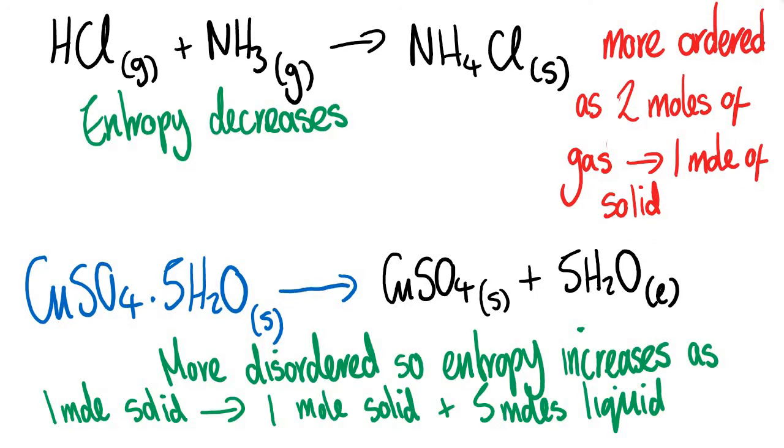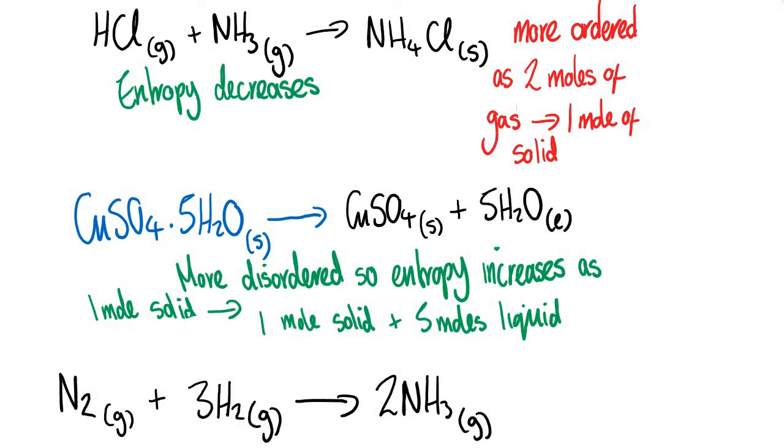In this case, it's becoming more disordered. So entropy increases. So on the left-hand side, on the reactants, we've got 1 mole of solid going to make 1 mole of solid product and 5 moles of liquid product. So therefore, we're becoming much more disordered, so entropy increases.